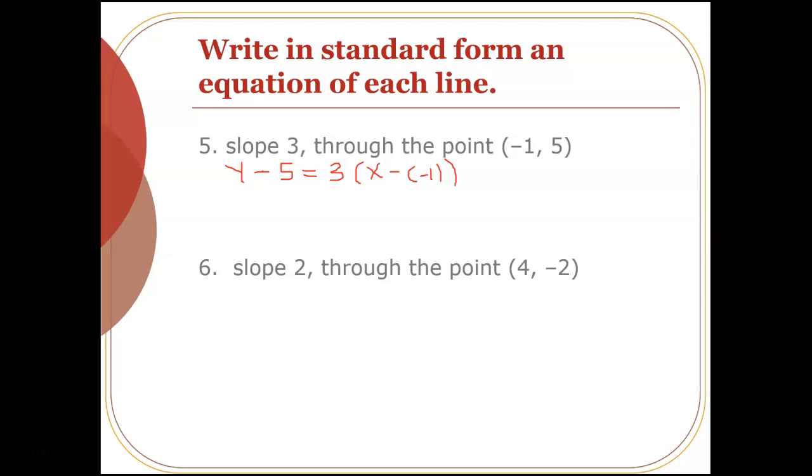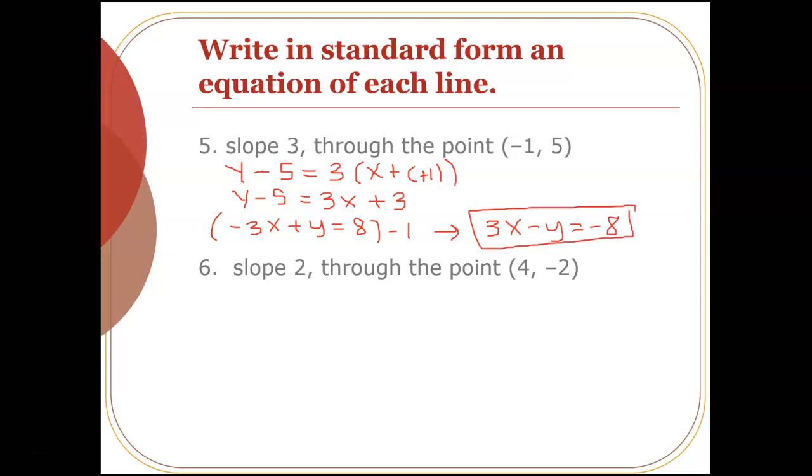Now the directions ask you to put it in standard form. So that means we have to distribute and move some terms. So I'm going to add my 5 and subtract my 3x. And then we know that in standard form, the a value can't be negative. So we get 3x minus y equals negative 8.